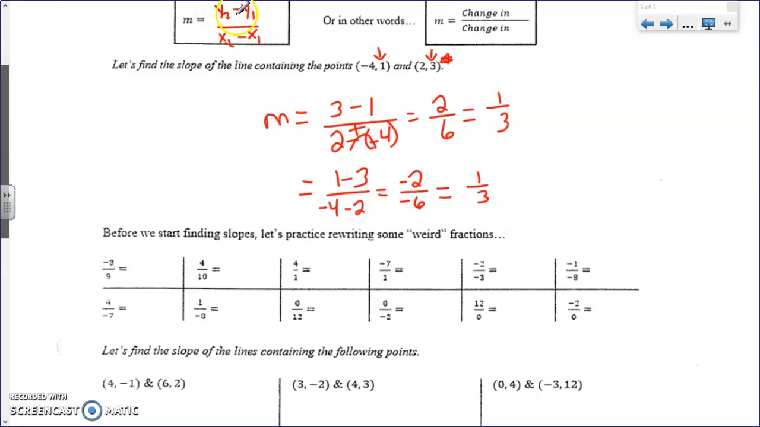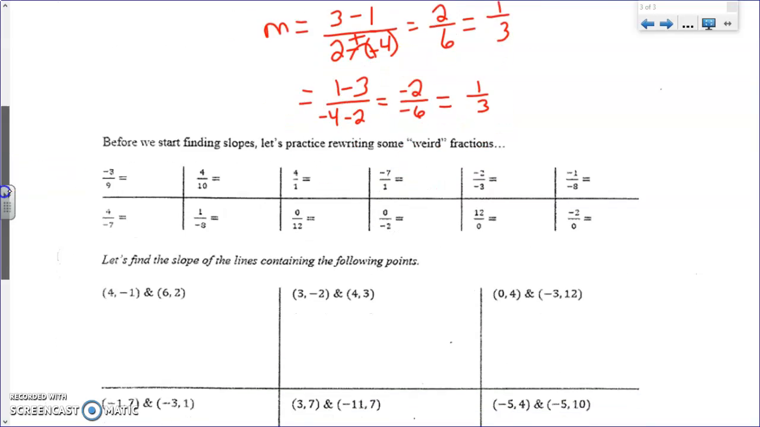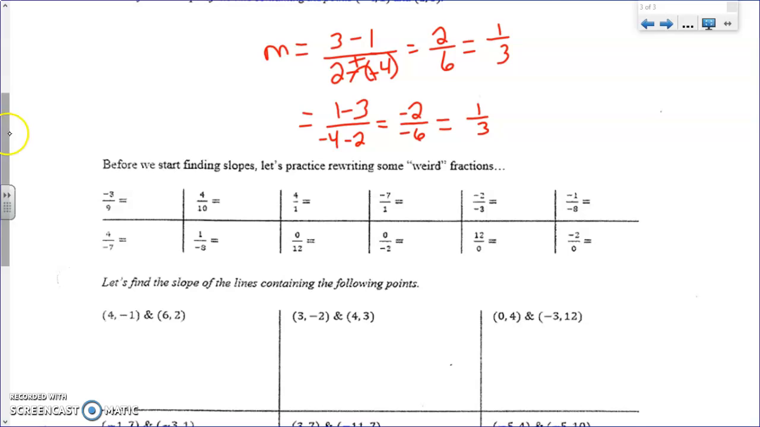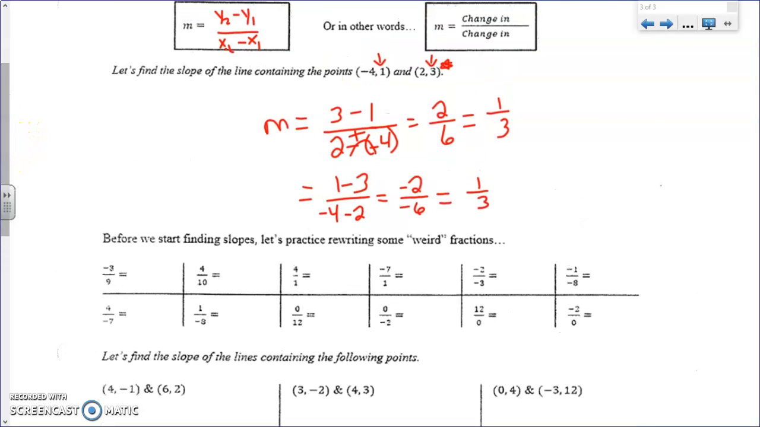But based on the formula, it's y2 minus y1, so 2 minus 1. Does that make sense? Okay. But does everybody understand it does not matter which ordered pair you start with? The key is if you start with the first ordered pair for the y, you have to start with that same ordered pair for the x.